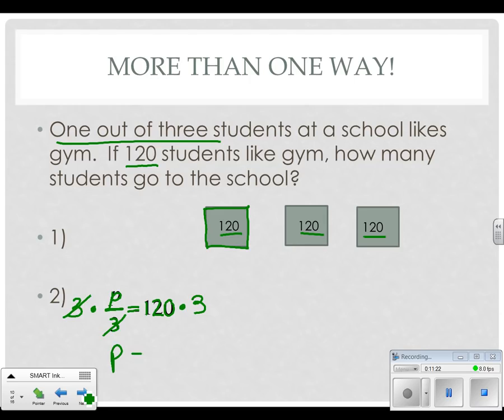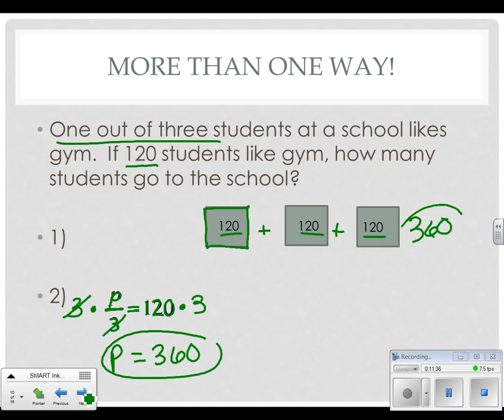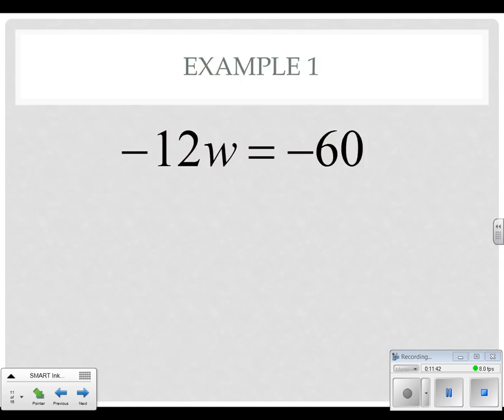So the population of the school is 120 times 3, which is 360 for our population. So we can see 360 for our population in the picture, and also with using an equation to represent the problem as well.